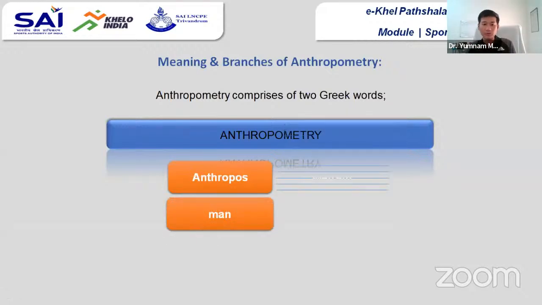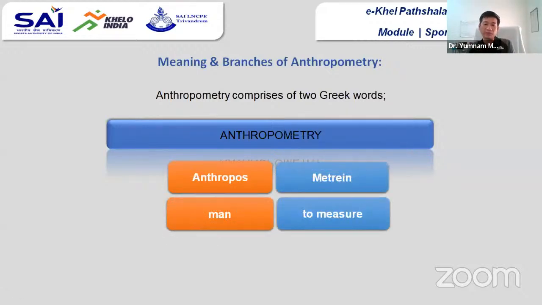After this, we'll come to the point of what anthropometry means and what the branches of anthropometry are. So anthropometry is derived from the Greek, which comprises two Greek words, anthropos and metron. Anthropos means man, metron means to measure.